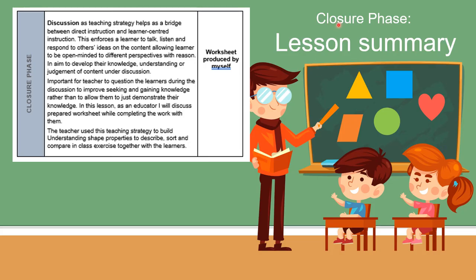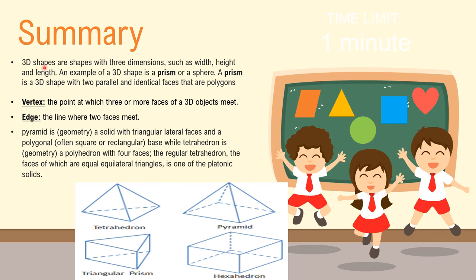Alright, in the closure phase, the lesson summary is very important. This is where you use discussion as a teaching strategy, so it's you and the child discussing what you learned, the differences, similarities, really summarizing the whole lesson along with your learners. In summary, we have learned the shapes, the difference between 2D and 3D, and we say 3D has 3 dimensions, and excuse me, this was supposed to be length.